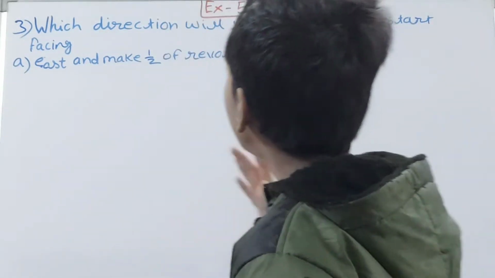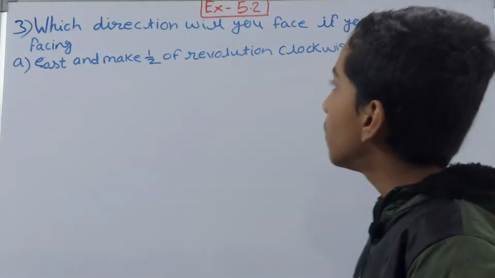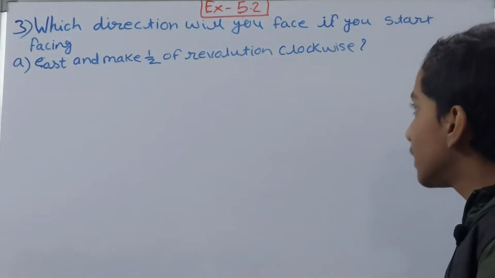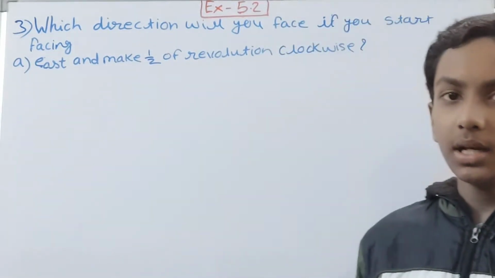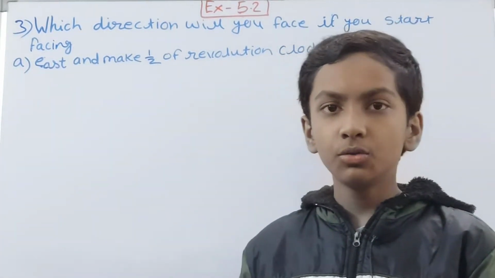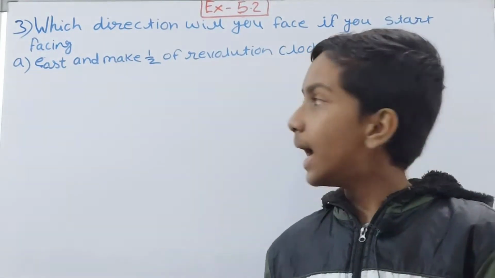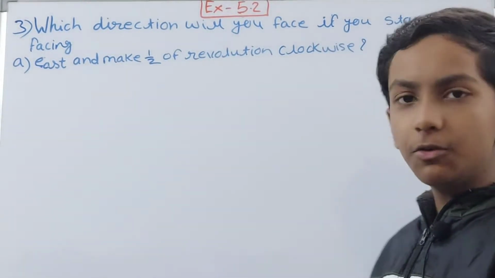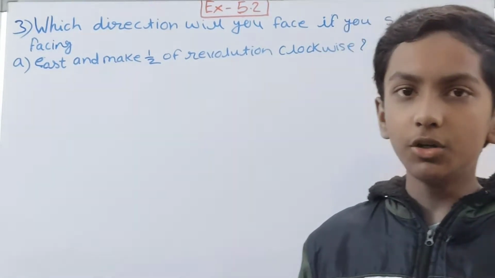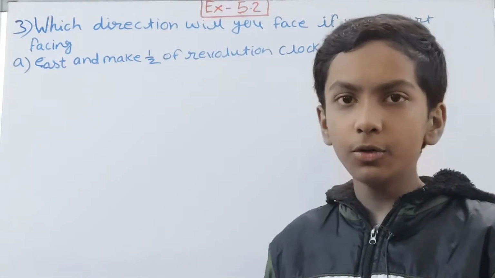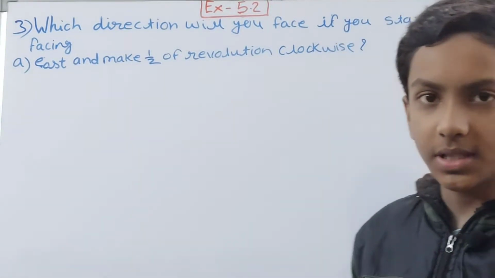So this is, which direction will you face if you start facing east and make 1/2 of a revolution clockwise? Now, what here is the change? In the previous questions we used a clock, but here we are having directions, right? And it is asking if you face in the direction east and you make 1/2 of a revolution clockwise, in which direction will you face then?